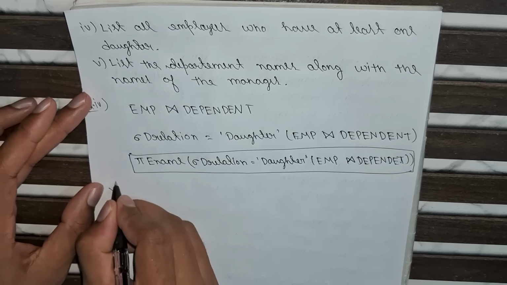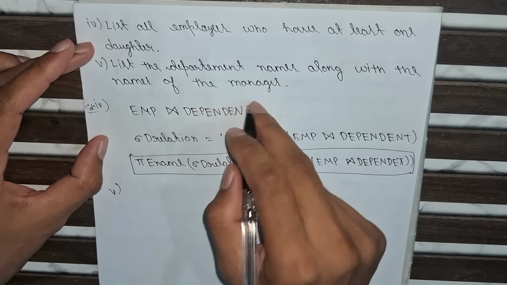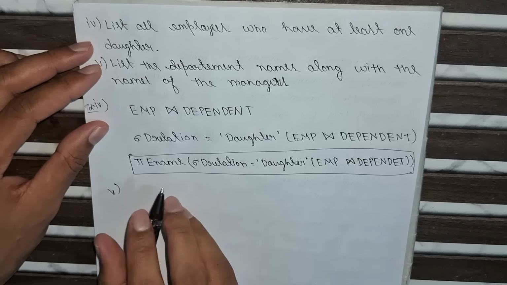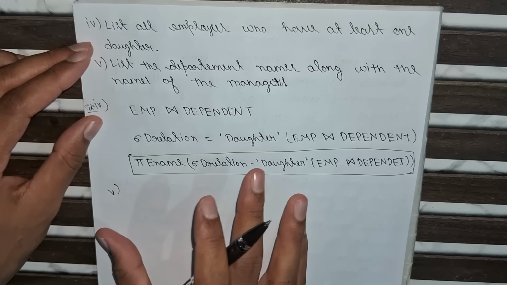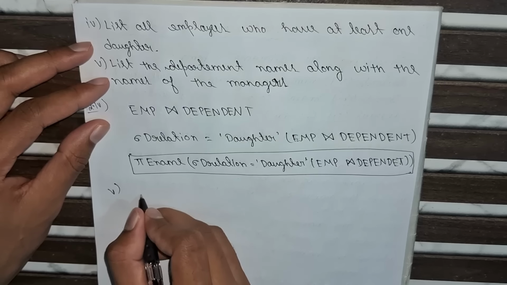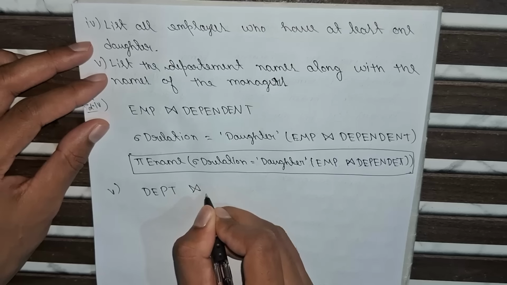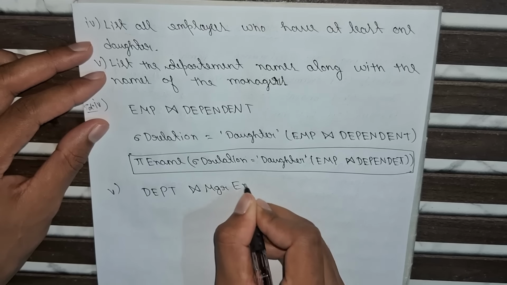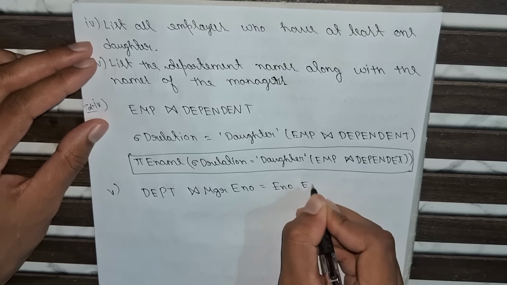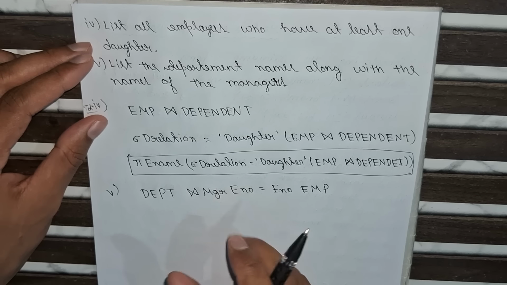Now for the fifth one, it is asked list the department names along with the names of the managers. Sorry, managers here. It is managers. So now what we will do? First join the department and the employee using manager employee number. So how we will do? We will use the join operation here. Department join manager employee number, which is nothing but employee number EMP. Now project only department name and manager name.